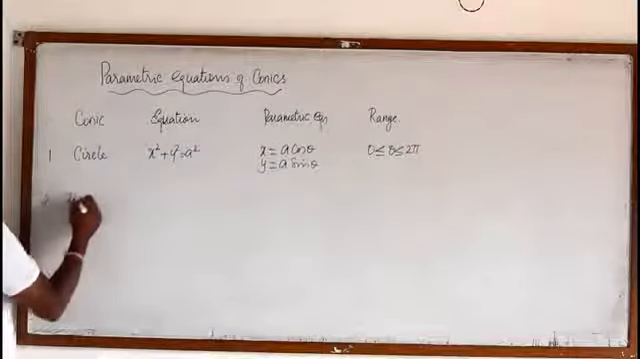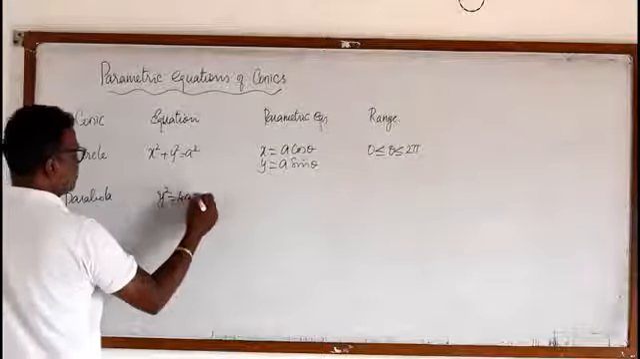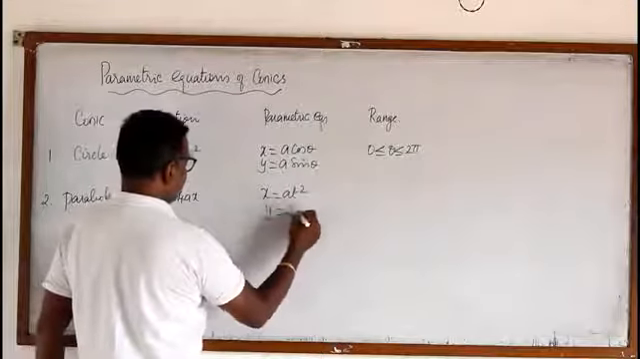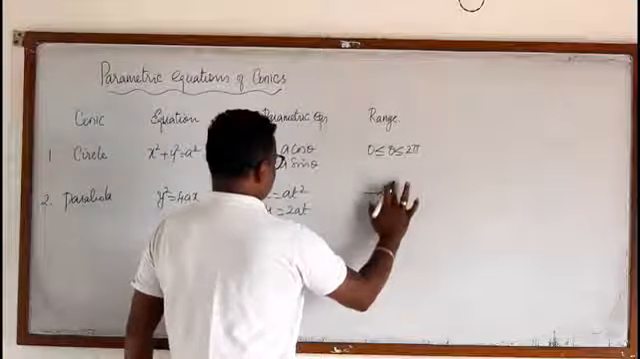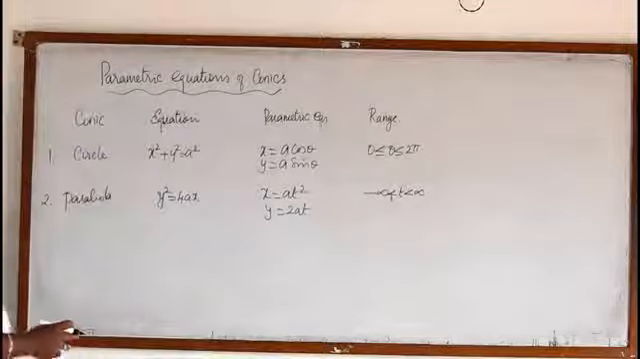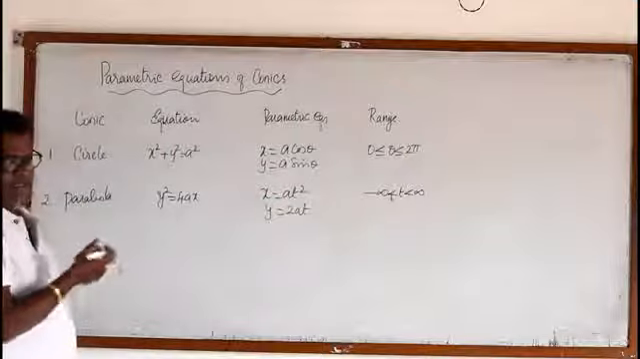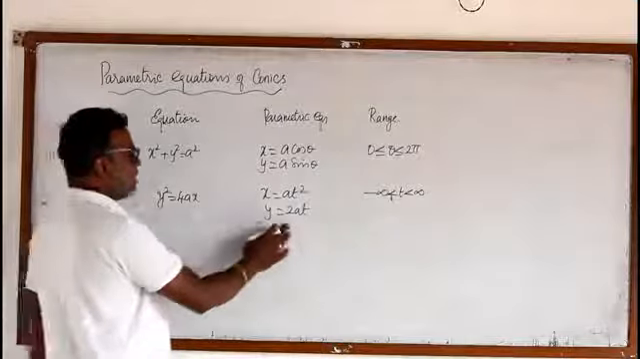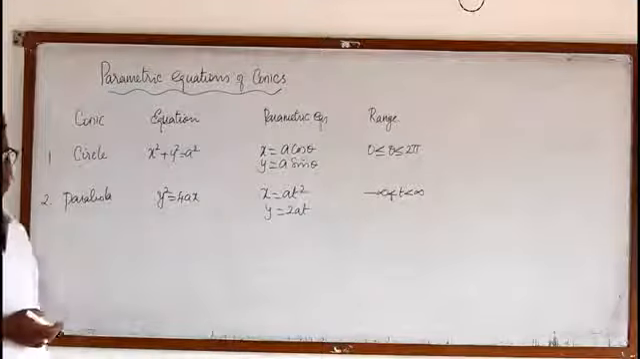Similarly, suppose I have a parabola, we know the standard equation is y square equal to 4ax, then x equal to at square and y equal to 2at. Here, t is from minus infinity to plus infinity. Since it is an open curve, it depends on the time factor, therefore we represent that as t. Therefore, for the parabola, the equation is y square equal to 4ax, whose parametric equations are x equal to at square, y equal to 2at, where t is the variable here.